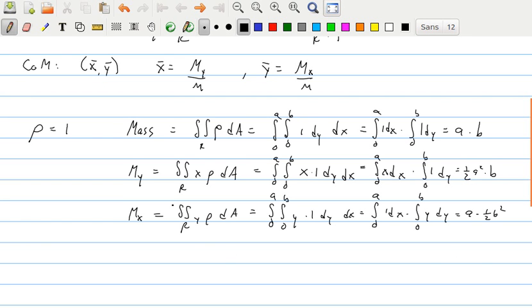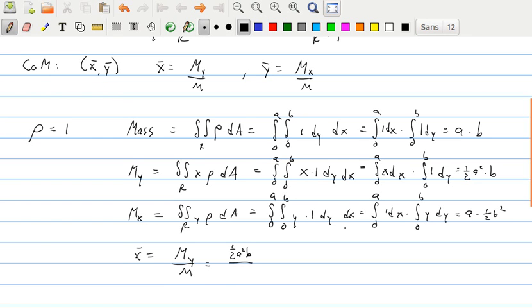And now we're ready to get the two coordinates. So x bar is now the moment about the y-axis divided by the mass. So the moment about the y-axis is 1/2 a squared b.